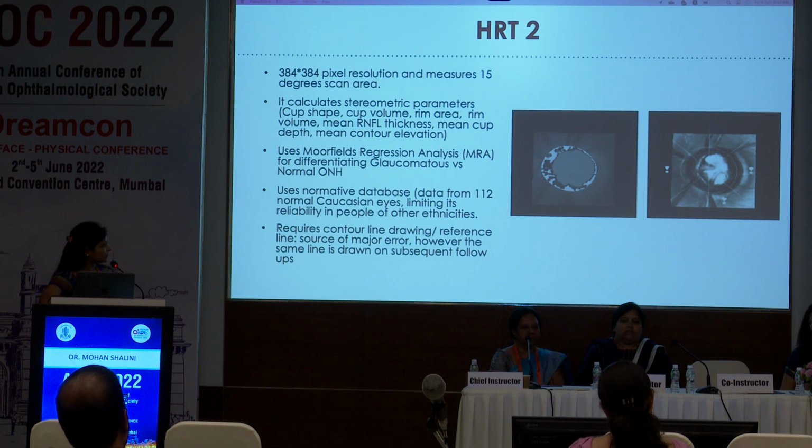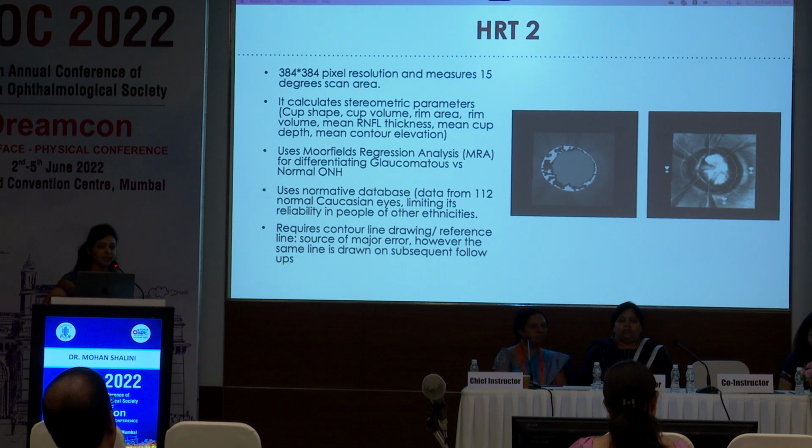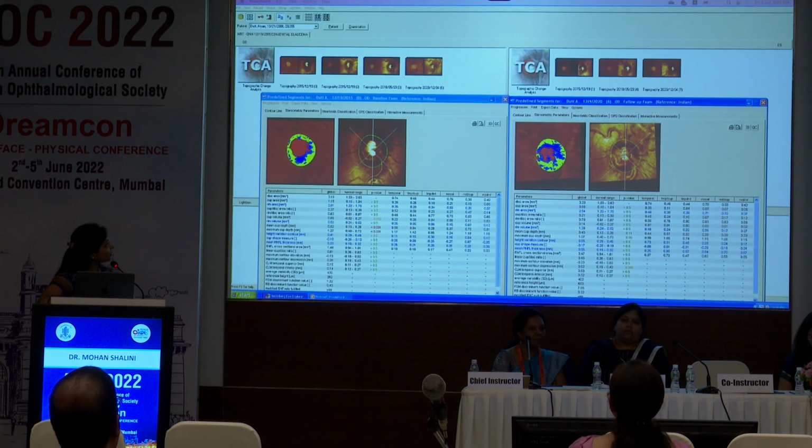Other than that, the HRT started with the use of Moorfield's regression analysis. I'll be showing you certain examples where it could compare the optic disc into 6 sectors, 1, 2, 3, 4, 5, 6, and compare these sectors with the database of normal patients. The other problem with the HRT2 was it took a normative database of only 112 Caucasian eyes. So it was limited in its ethnicity, and the database was very small in pool, and therefore it was not so good.